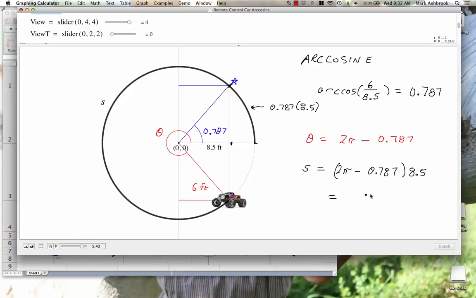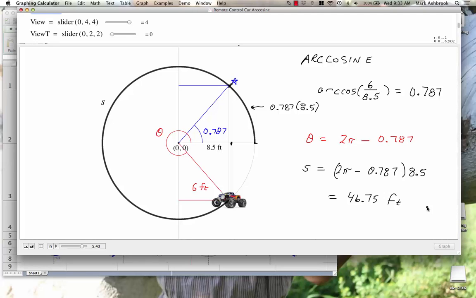What's the final answer? Anybody? 75 feet? Is that the right approximation? Is that what you got? I got 6.72. Okay, so some rounding error. Either we had rounding error or you had rounding error or something in between. Okay. Questions on this example? Okay, so let's do one more.